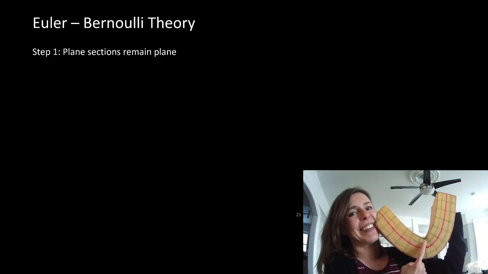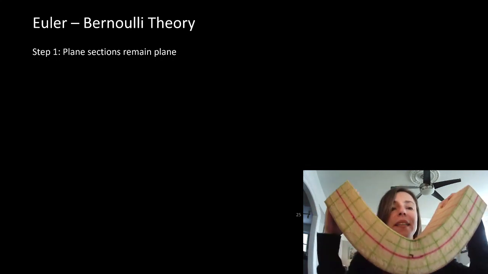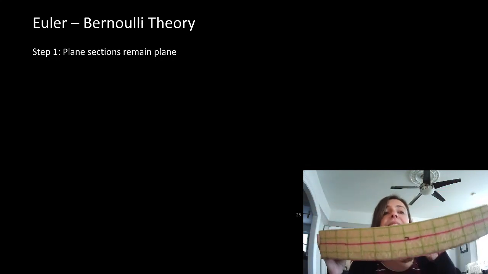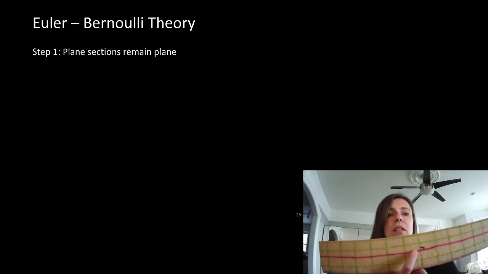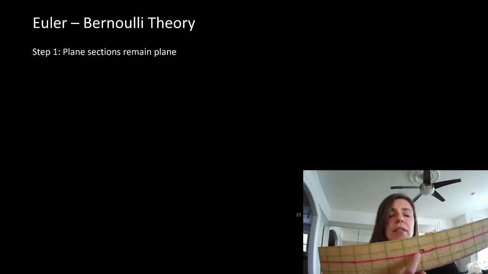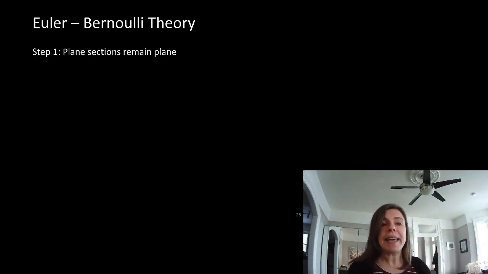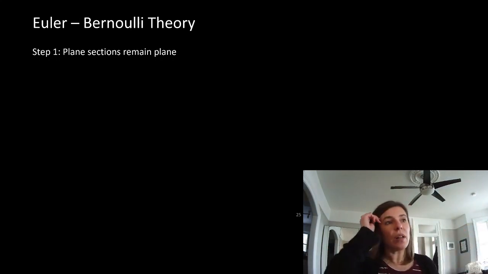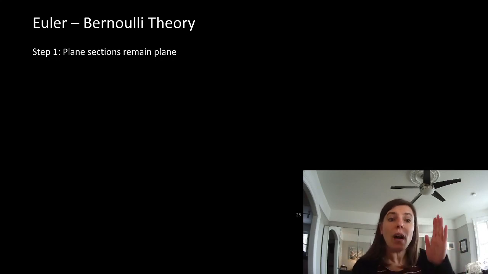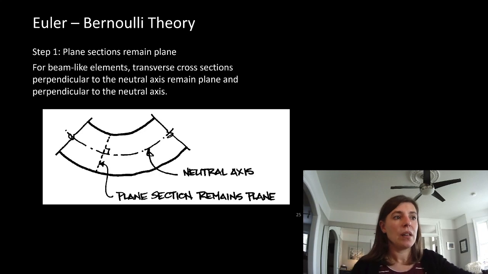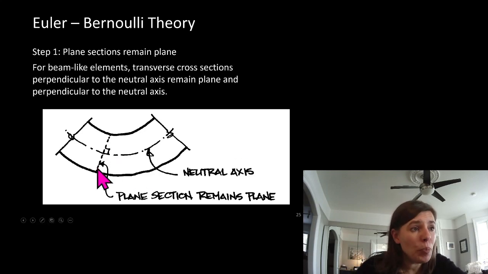This line here stays completely perpendicular, or it stays at a 90-degree angle to this line right here. So a plane section will remain plane. A single plane remains at 90 degrees to our axes. So any single plane stays at a 90-degree mark to this neutral axis.